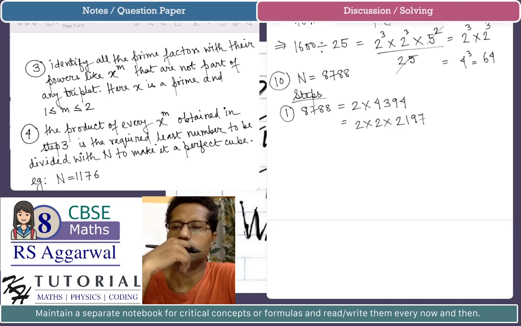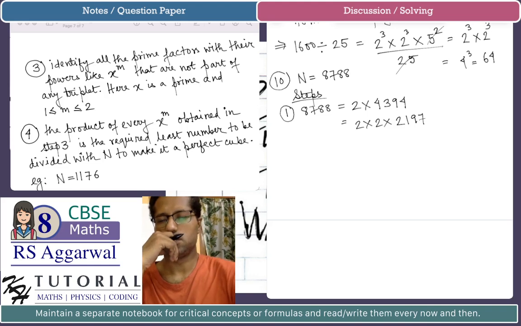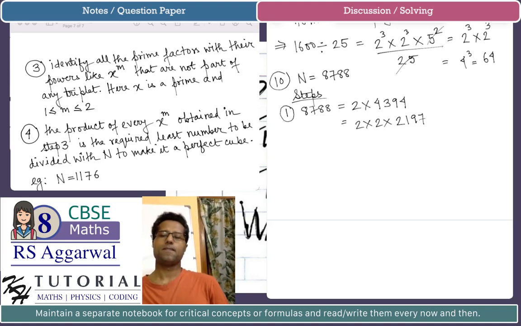37, 9, 19. How to find the prime factorization of 2197? 7, 3, no. 37, no. 2019.